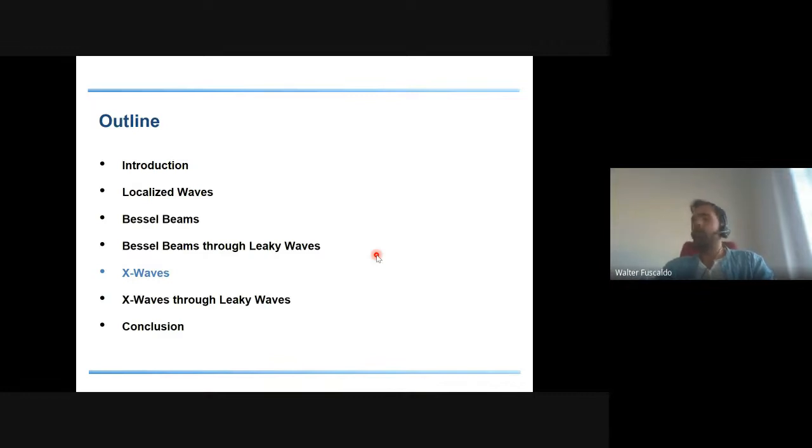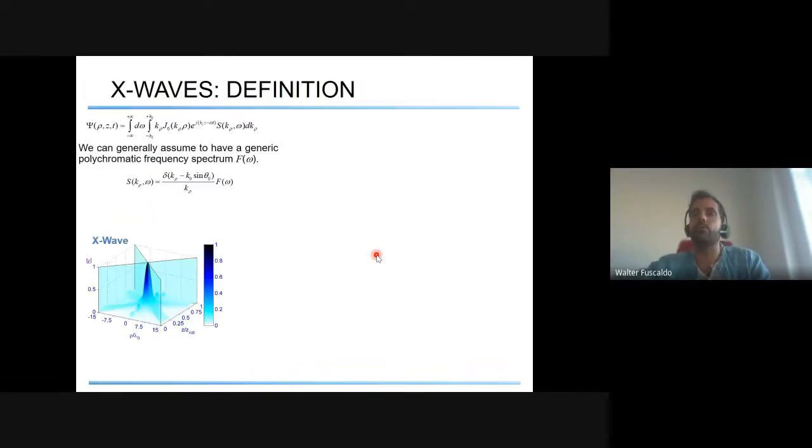Okay, now let's move to the second part of the seminar that covers the generation of X waves, which are basically the time domain version of Bessel beams. First, I will provide a theoretical framework to understand how these X waves work, and then, as I did for Bessel beams, I will show you how leaky waves can generate such X wave solutions.